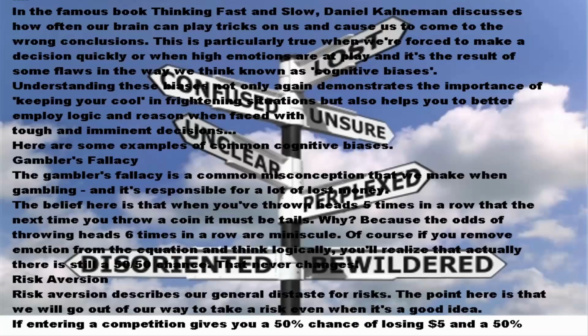In the famous book Thinking, Fast and Slow, Daniel Kahneman discusses how often our brain can play tricks on us and cause us to come to the wrong conclusions. This is particularly true when we're forced to make a decision quickly or when high emotions are at play, and it's the result of some flaws in the way we think, known as cognitive biases.